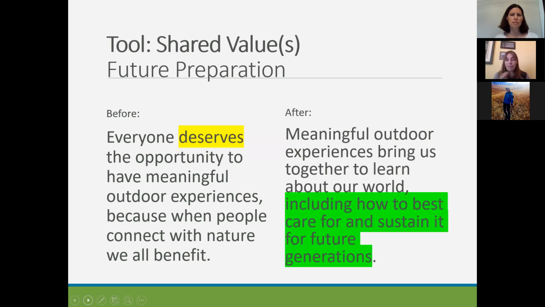And using that value of future preparation, they really changed that around. And you'll notice in the before statement, we didn't really explain why. We just said people all benefit. But by adding that value of future preparation, that explains why. It's because we want to best care for and sustain the world for future generations. Very simple tweak, but makes a big difference.